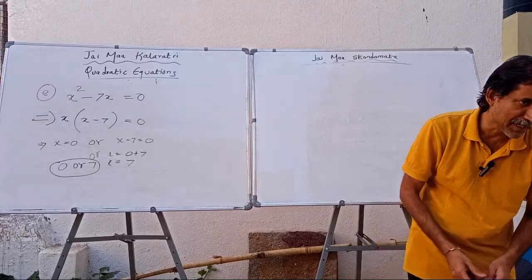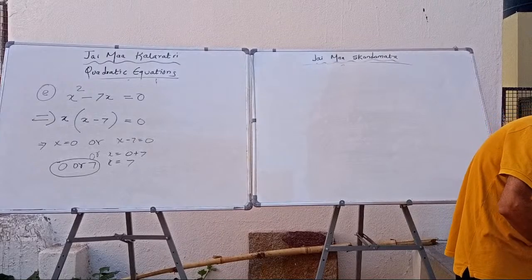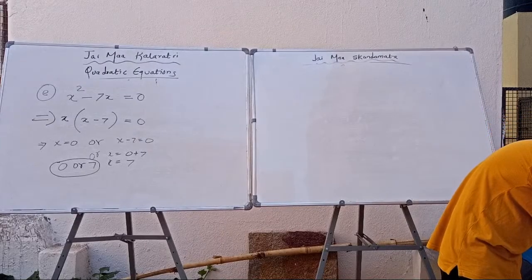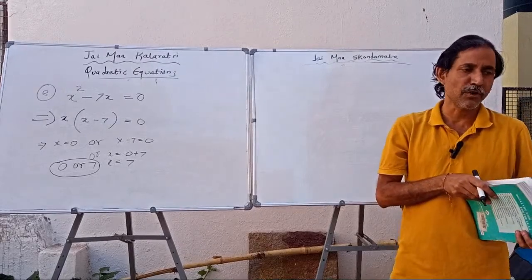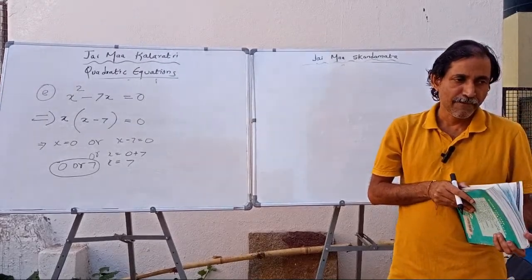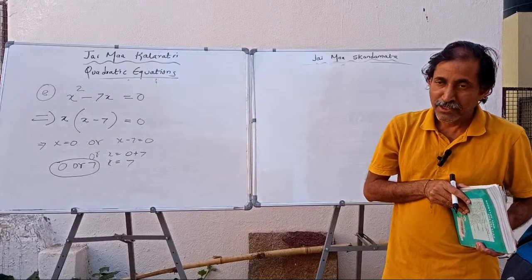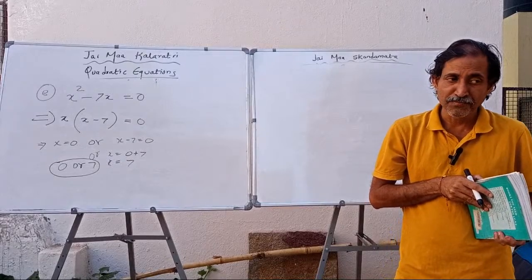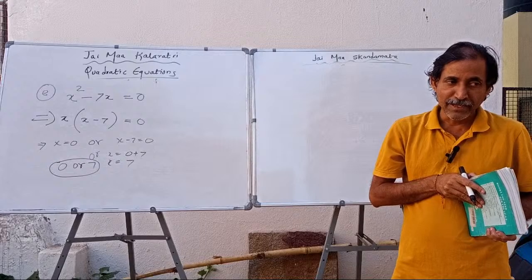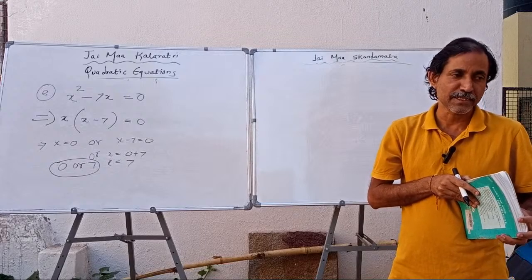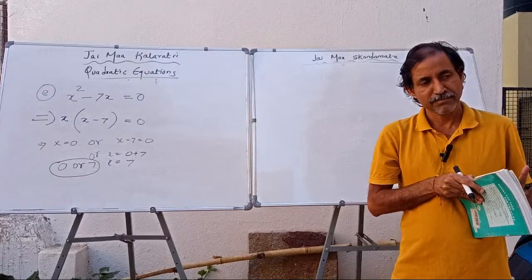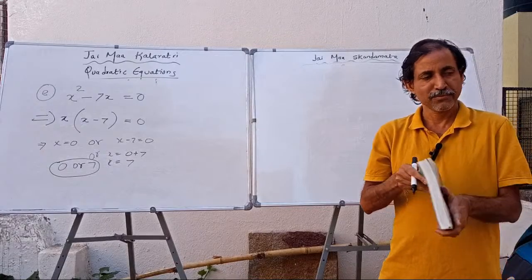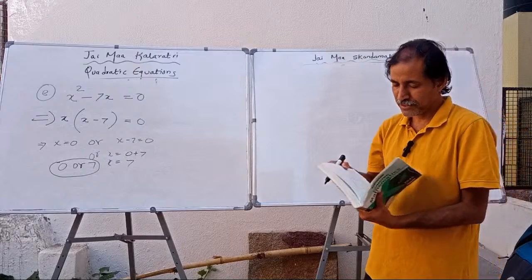So 2.2, let me write it down for you. The question is whether the following equations are quadratic. How will you know whether the equation is quadratic or not? It should be of the form ax square plus bx plus c is equal to 0, and a should not be equal to 0. If a is not equal to 0, it is quadratic.